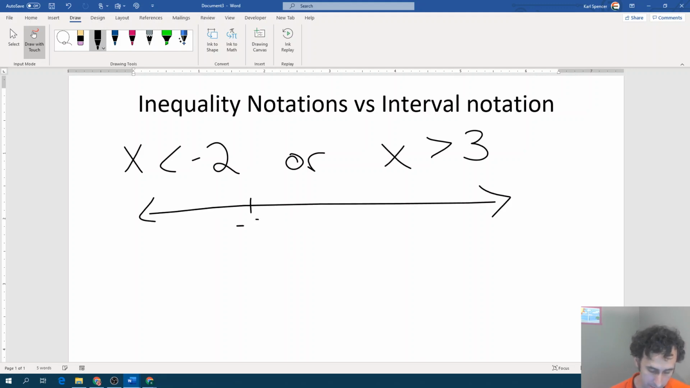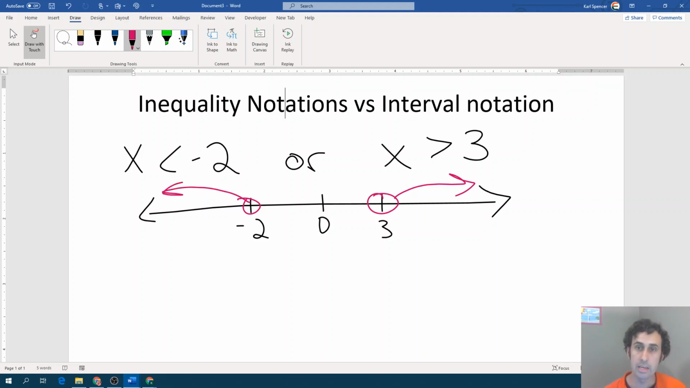On a number line, we'd have negative 2, 0, 3. We could graph that equation. This is what is known as the inequality notation. We're writing our solution using inequalities. Well, there is another way to write your answer, which is referred to as interval notation.